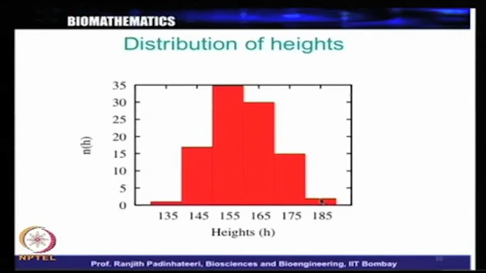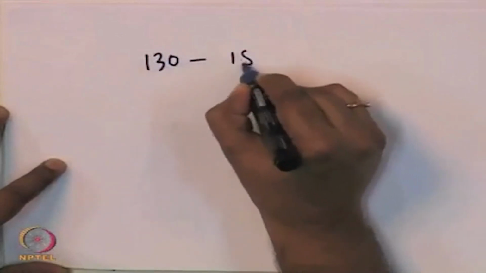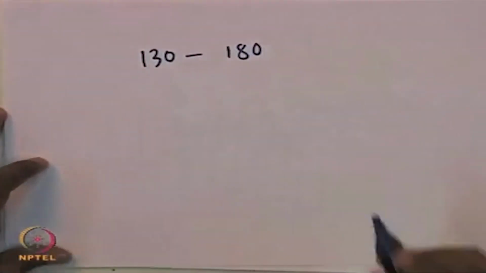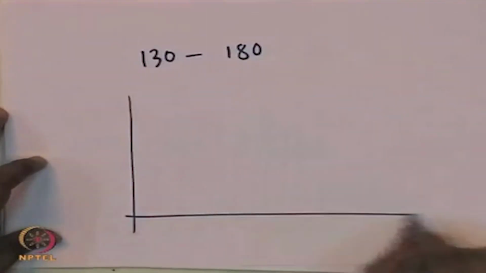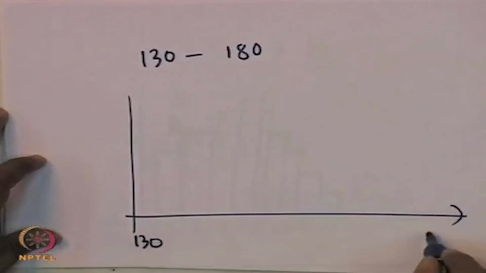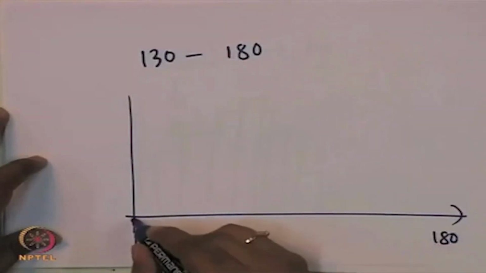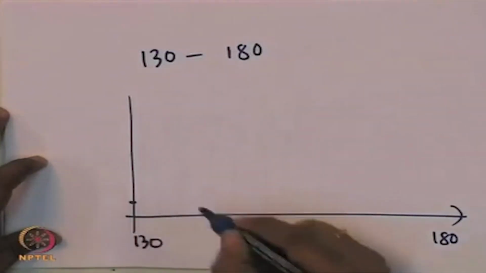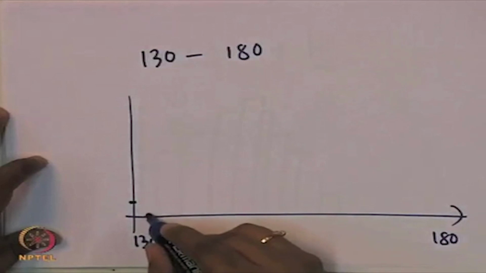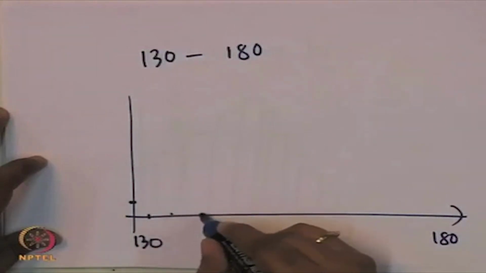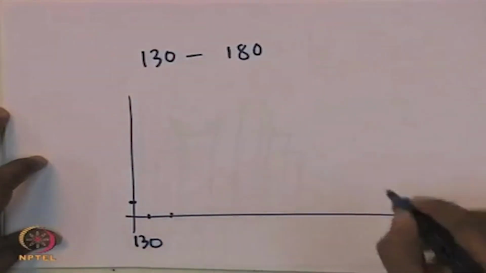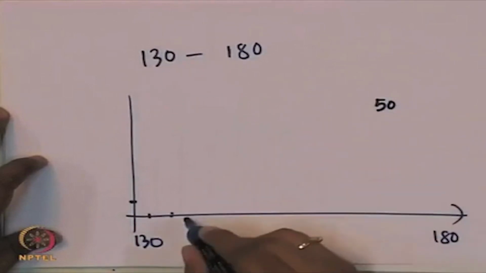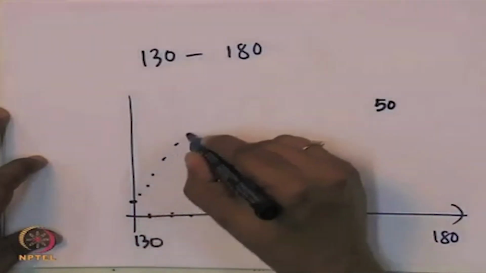Similarly, let us say we are presenting the data of height of students between 130 and 180 centimeter, centimeter by centimeter. So, you can have 130 here and 180 here. How many students having 130? Maybe one student. How many students 131? How many students 132? For each centimeter, you can have like 50 points. So, you can have 50 points like this.